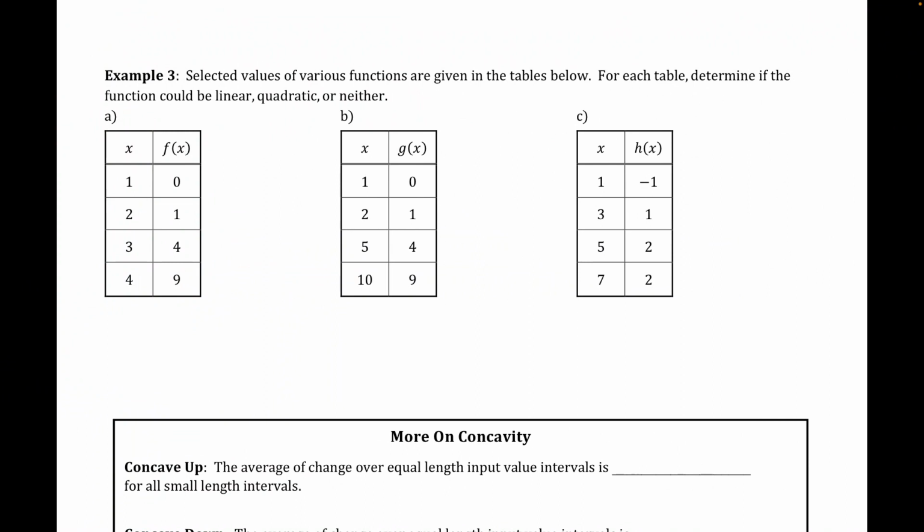I want to move on to example 3. We've got 14 minutes left. I've got time for this. All right. Selected values of various functions are given in the tables below. For each table, determine if the function could be linear, quadratic, or neither. So, what are the defining characteristics of linear? We know that one pretty well.